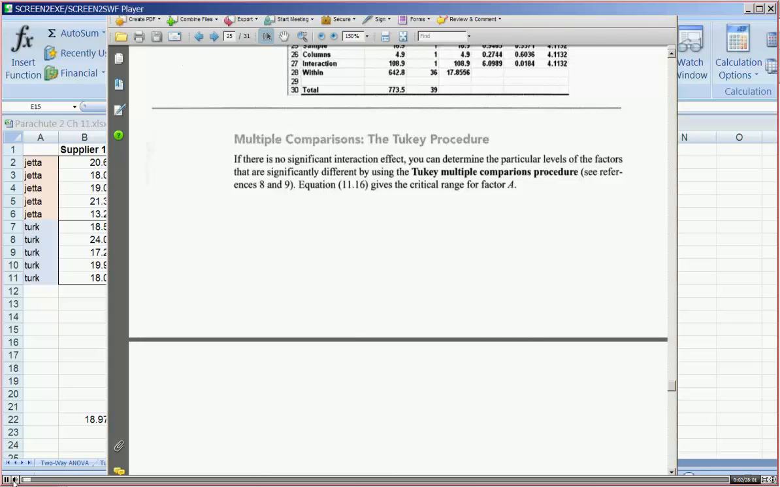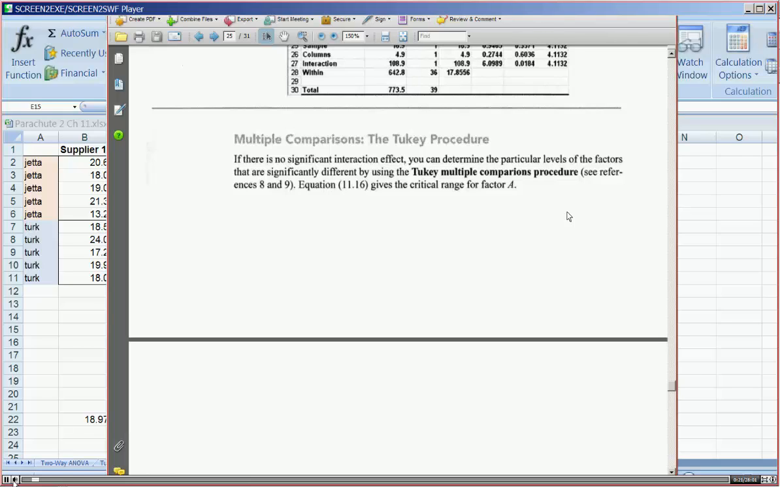This should be the last video, video 10 for chapter 11. We have just finished two-way ANOVA for the 4 suppliers and 2 looms.